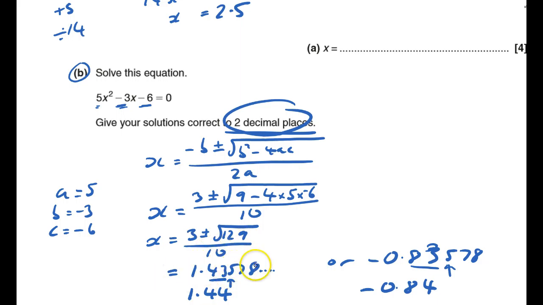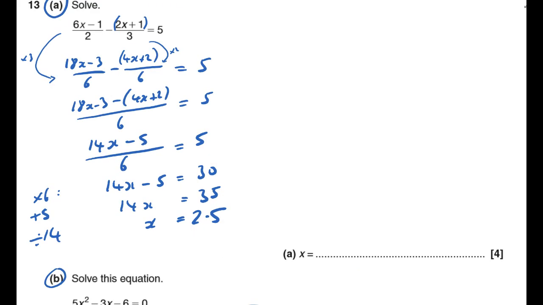Going to quickly go back to show another method of doing part A, and I'll do it in red. Basically it's the same sort of thing here, but I want to get rid of my fractions. So if I times both sides of the equation by 6, that means I've got 6 times x minus 1, divide by 2, times by 6. That's the same as 3 lots of them. So that'll give me 18x minus 3 minus 2x plus 1 divide by 3 times by 6 is equivalent to having 2 of them. So that would be 4x plus 2, and that equals, I'm timesing both sides by 6, that will give me 30.